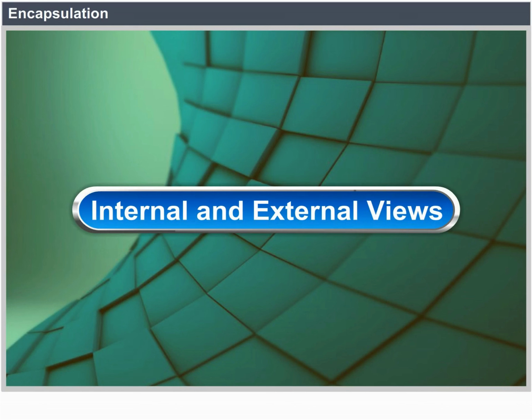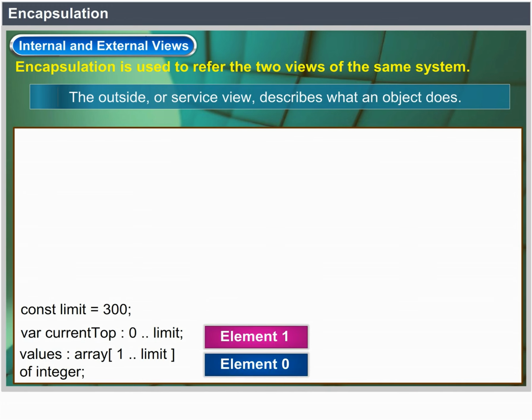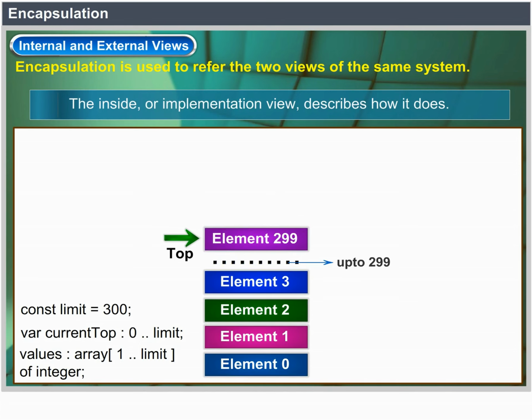Internal and external views. Encapsulation is used to refer to the two views of the same system. The outside or service view describes what an object does. The inside or implementation view describes how it does it.